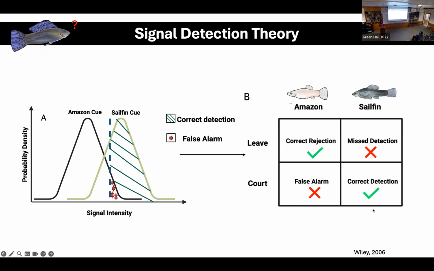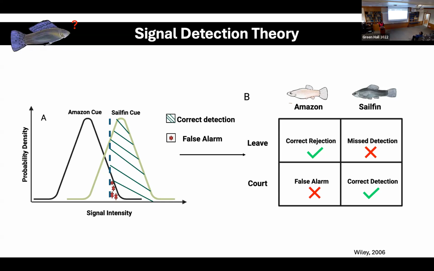The issue is because there's this region of overlap, false alarm and correct detection are correlated with each other. So you can't really increase your probability of finding a sailfin molly and mating with her correctly without increasing your probability of false alarms, which is mating with Amazon mollies. So maybe that's why Amazon mollies continue to get mating opportunities with males.